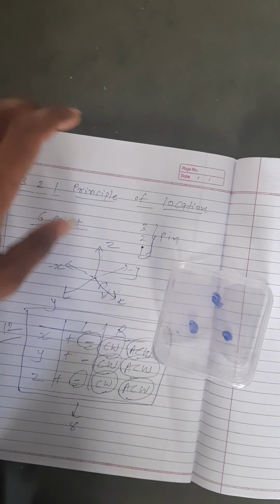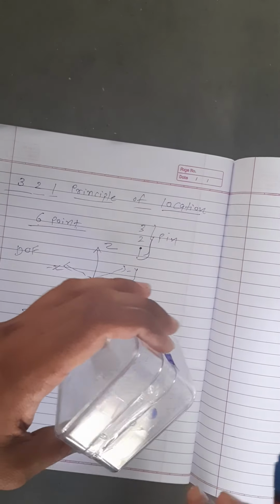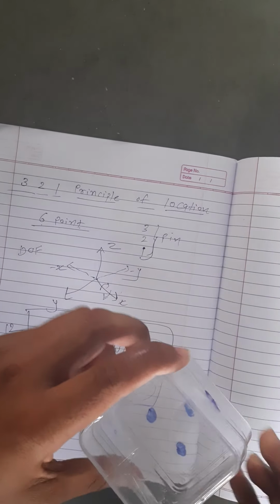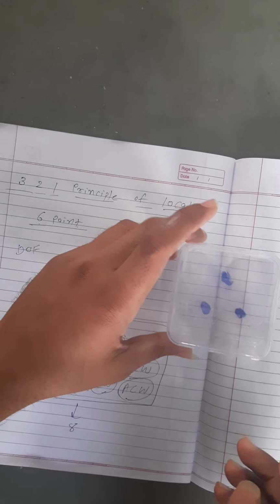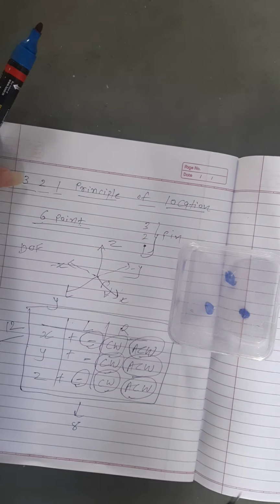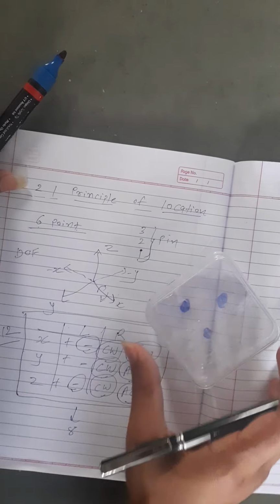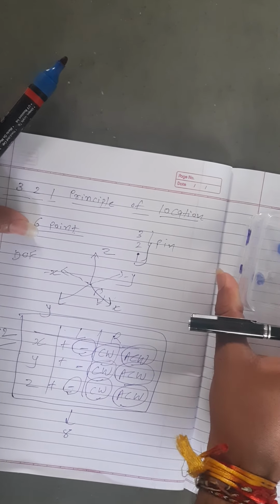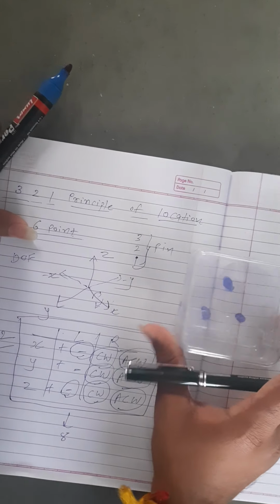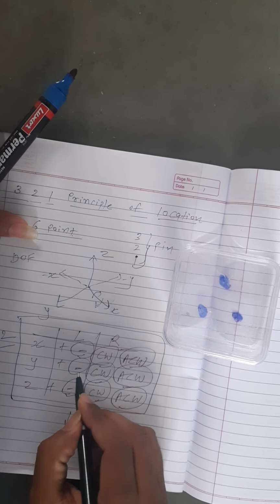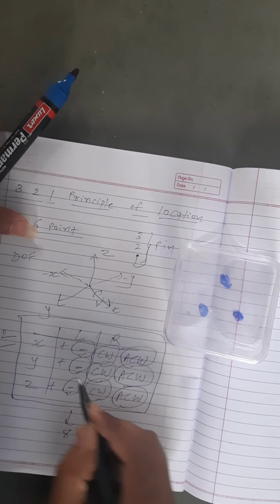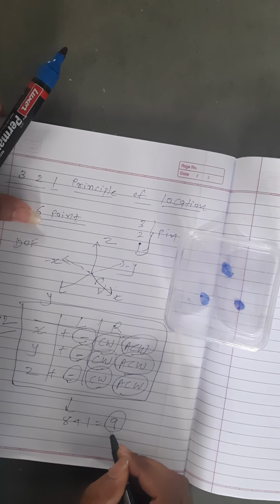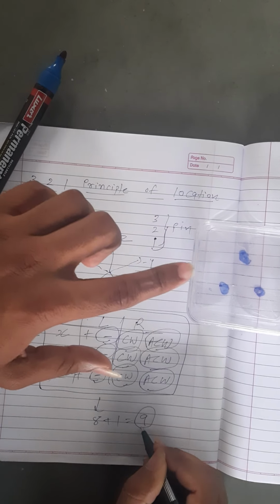Now the remaining 1 pin, we are putting this 1 pin here perpendicular to this and this. So by this 1 pin, the object cannot move in this direction, negative y direction. It can't move in the negative y direction. So again this is restricted. So now a total of 8 plus 1, 9 degrees of freedom are restricted by putting these 6 pins.